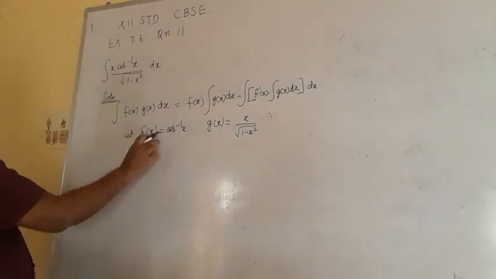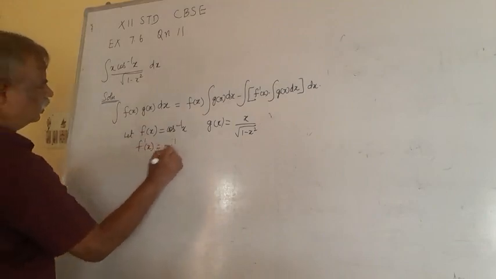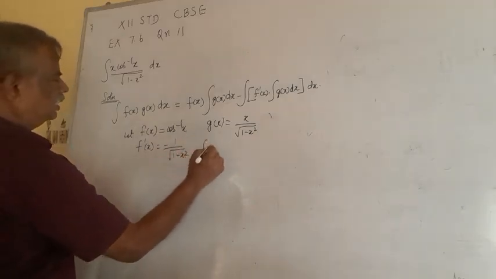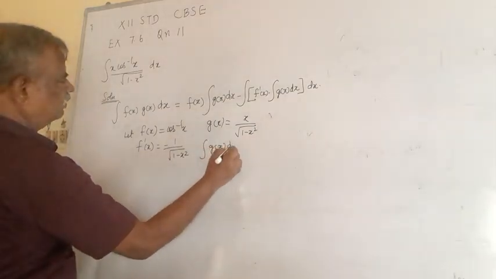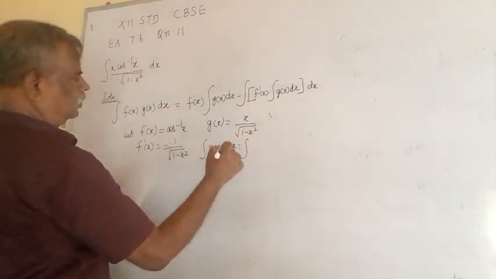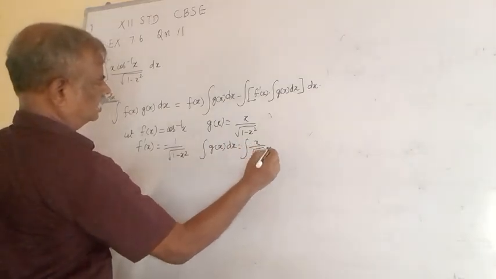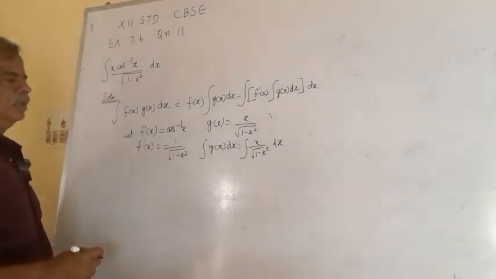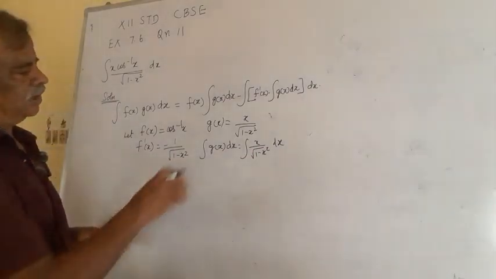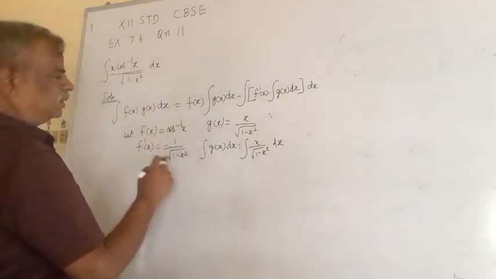First, f of x is cos inverse x, so f dash x is equal to minus 1 by root of 1 minus x square. We have to find the integration of g of x. Integration of g of x dx is equal to, what is g of x? X by root of 1 minus x square into dx. The numerator is x and the denominator is root of 1 minus x square. That type of integration we have to find by the substitution method.